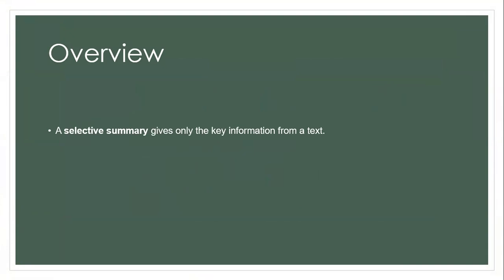So basically, a selective summary gives you only the key information from the text about one specific aspect or one specific area or a certain part of the text, which means that a selective summary is never aimed to summarize the whole entire given text. This thing you need to keep in your mind, that you are not going to summarize the whole entire text, you are going to summarize a part of the text, right?